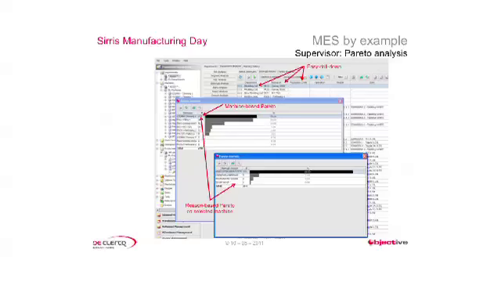Pareto analysis, the operator is registering all kinds of interrupts. The machine is down for this reason, this reason, this reason. It's very important to have all kinds of analysis, typically Pareto-based. Why is my machine breaking down? What is the root cause analysis, what was the most typical cause why it's down? Then we can work on this cause.